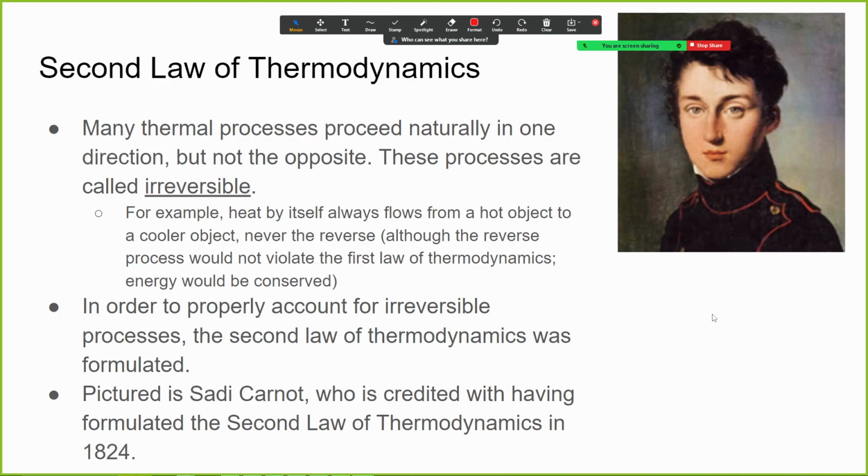So in order to properly account for that, that's why the second law of thermodynamics was formulated. Sadi Carnot here, this very dapper fellow, is credited with having formulated the second law of thermodynamics in 1824.